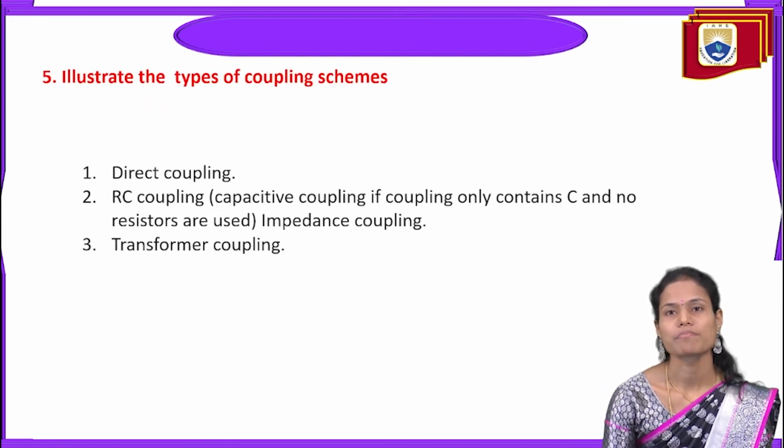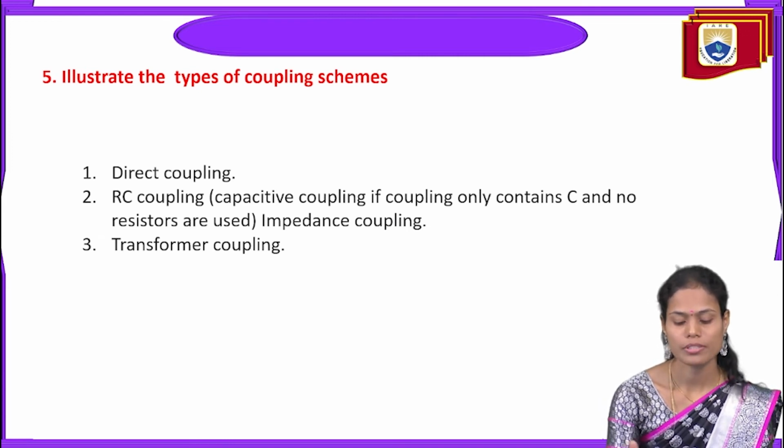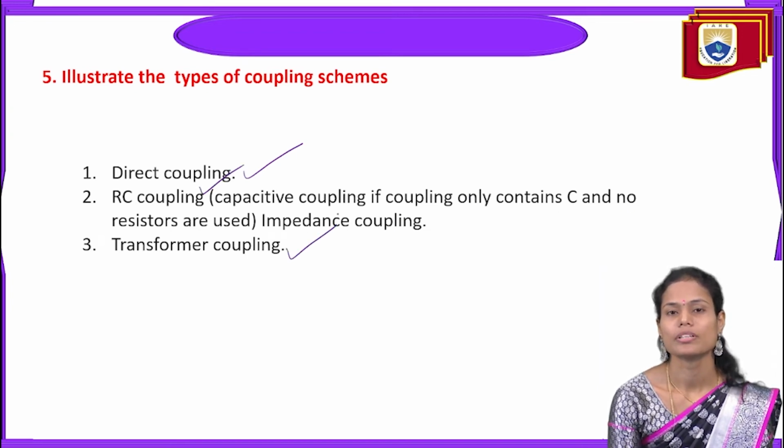And illustrate the types of coupling schemes. Here we have 3 types of coupling schemes, that is direct coupling, RC coupling, and transformer coupling. So we just have to give what is meant by direct coupling, what is meant by RC coupling and what is meant by transformer coupling for the given question.